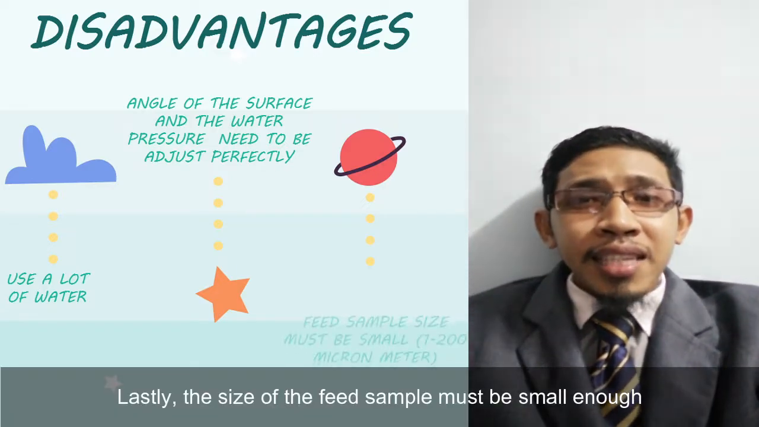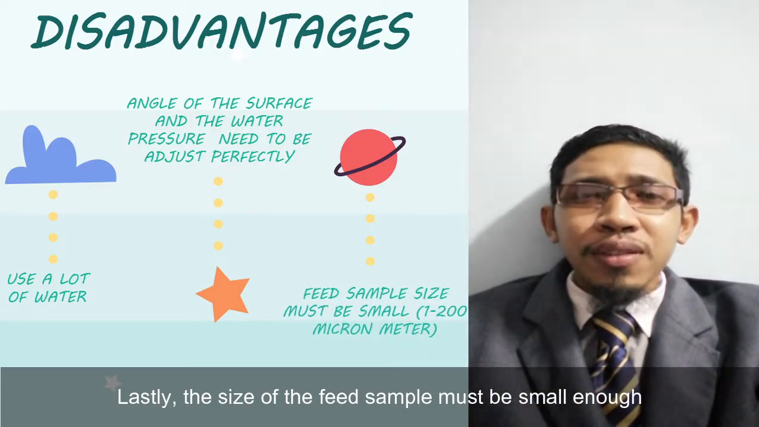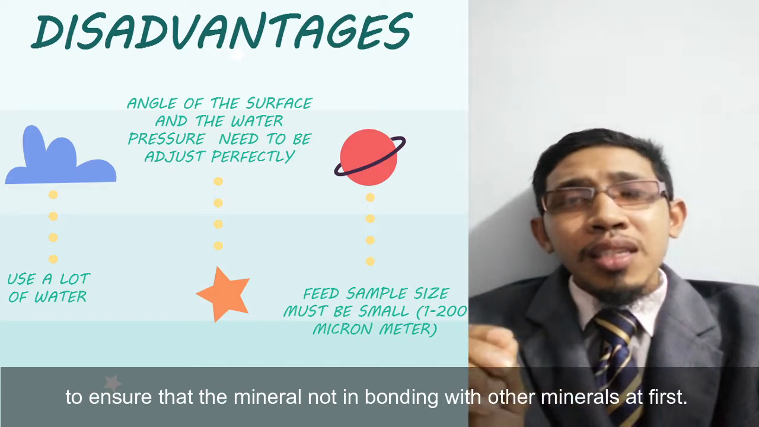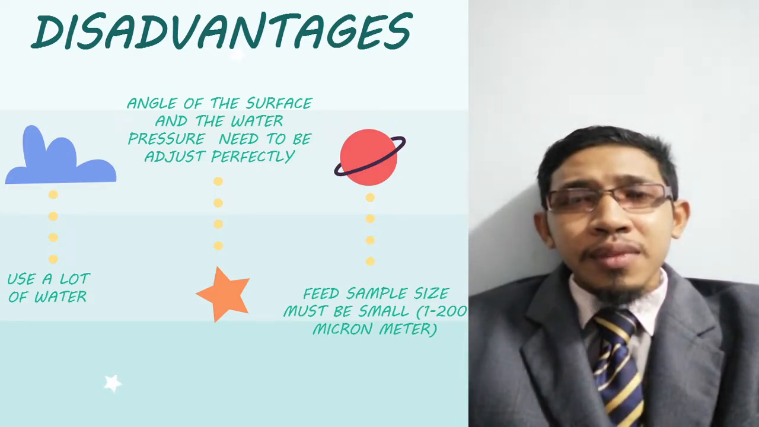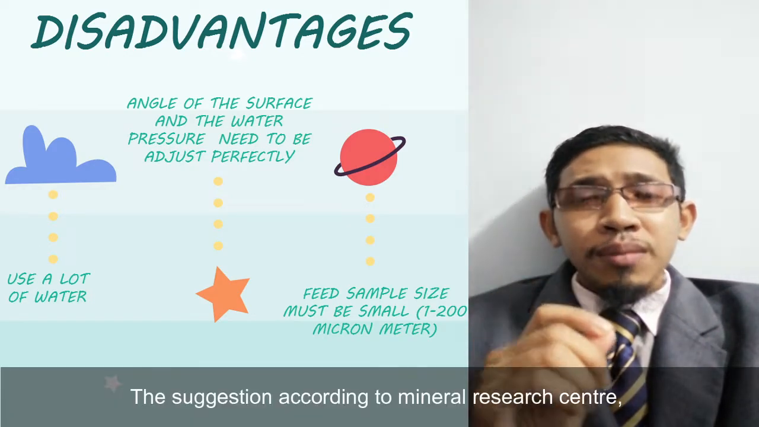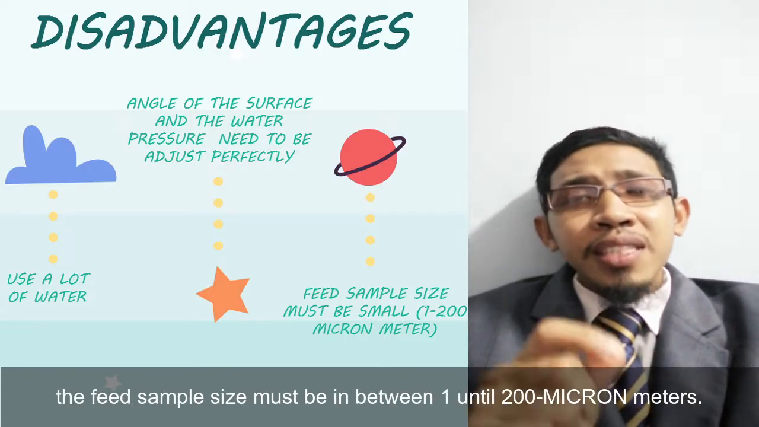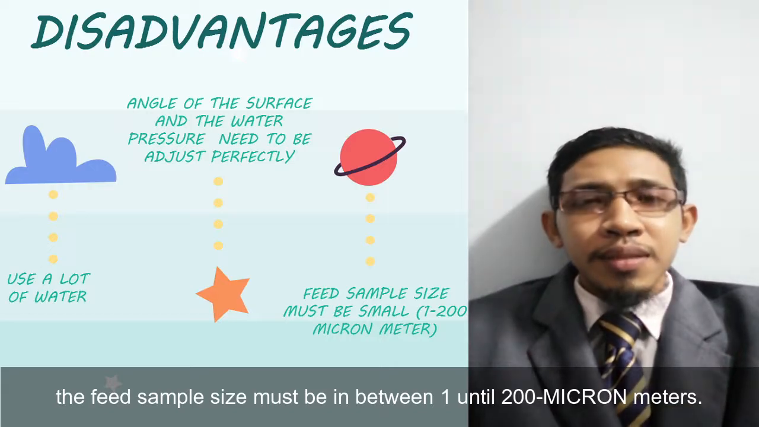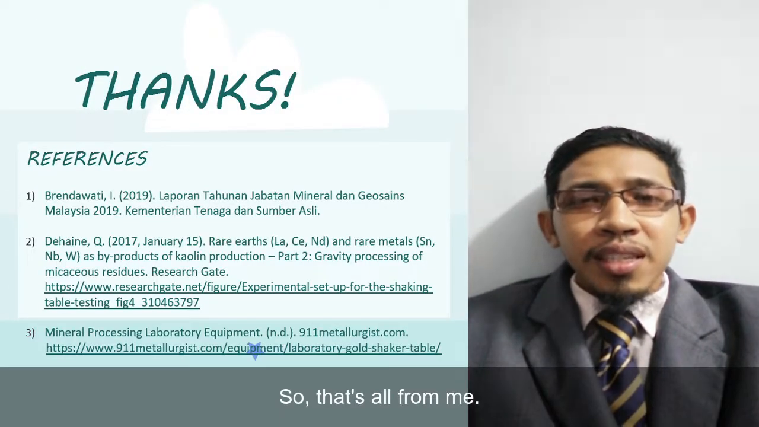Lastly, the size of the feed sample must be small enough to ensure that the minerals are not bonded with other minerals at first. The suggestion according to the mineral research center, the feed sample size must be in between 1 to 200 meters. So, that's all from me.